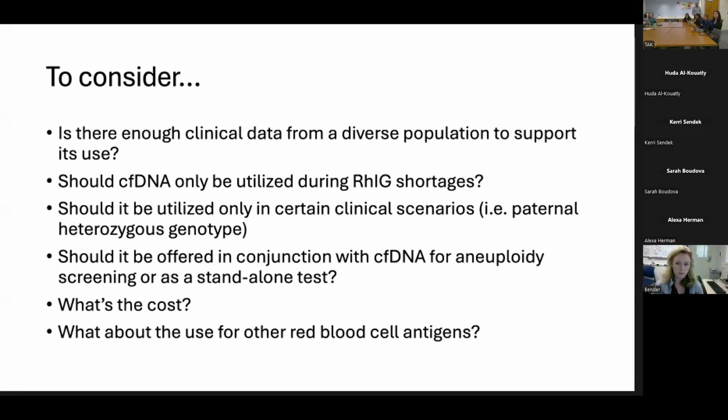Should it be offered, and this is something I watched a little bit of in one of Natera's sessions on this, where there was an open Q&A at the end. One of the questions was in regards to this: both of these tests are currently done in conjunction with the cell-free DNA for aneuploidy, and should it be offered as just a standalone test? Because maybe patients don't want that information. What's the cost? And what about the use for other red blood cell antigens? As we saw in the Unity study, they didn't just look at RHD, they looked at many other red cell antigens and the use in those.